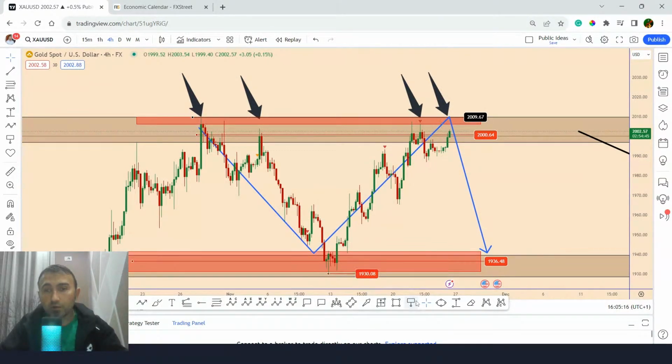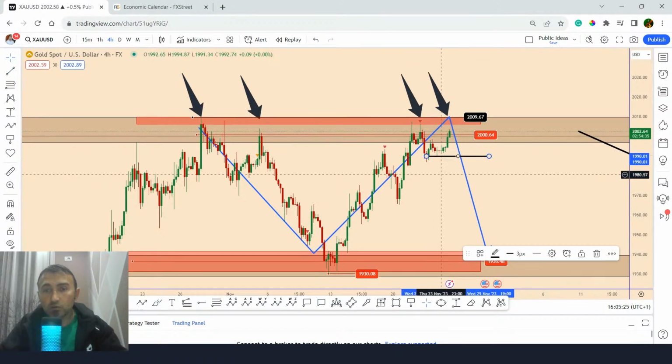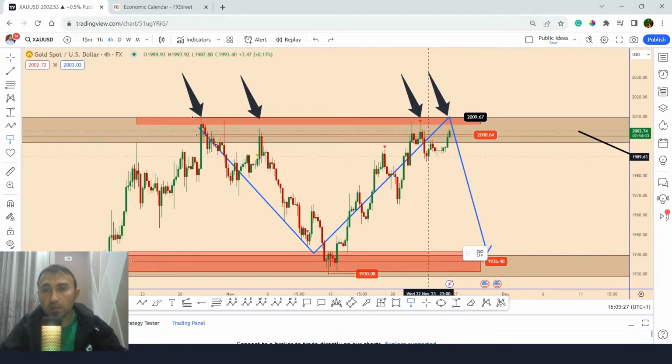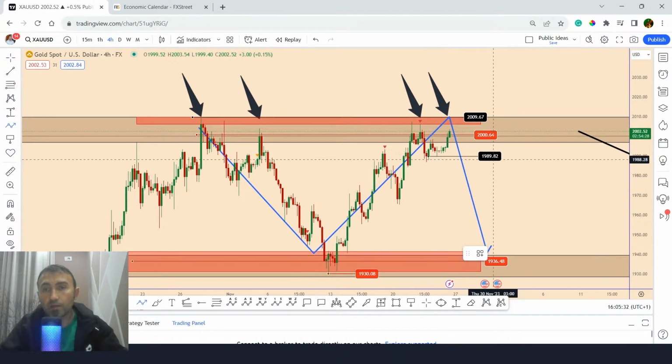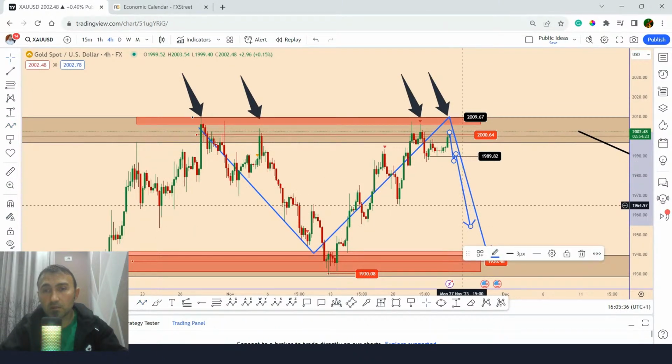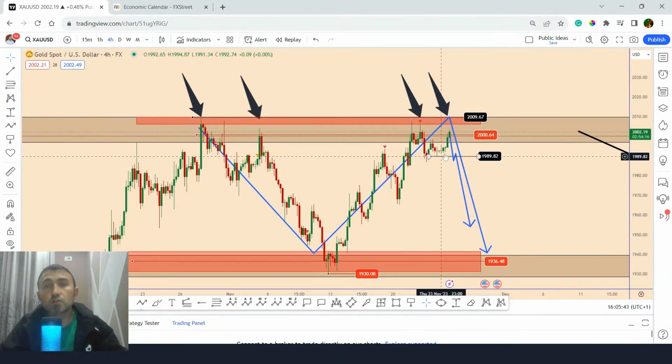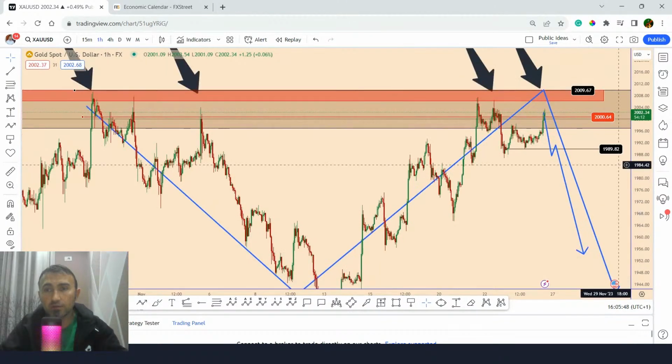A possible confirmation that we may have for gold, if the sellers take control, is probably when the price breaks through these weak candles that we can see below 1990. This could be a reason that we may see the sellers take price control. Until that moment, everything is not so clear. We are just assuming a possible bearish move, but nothing is clear so far.